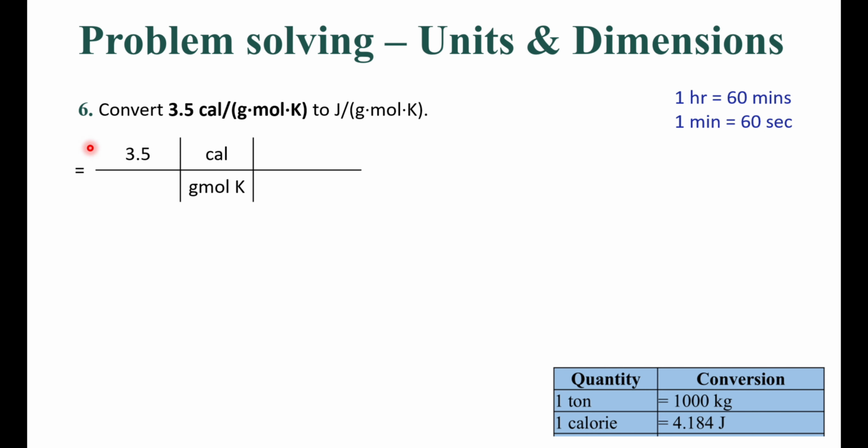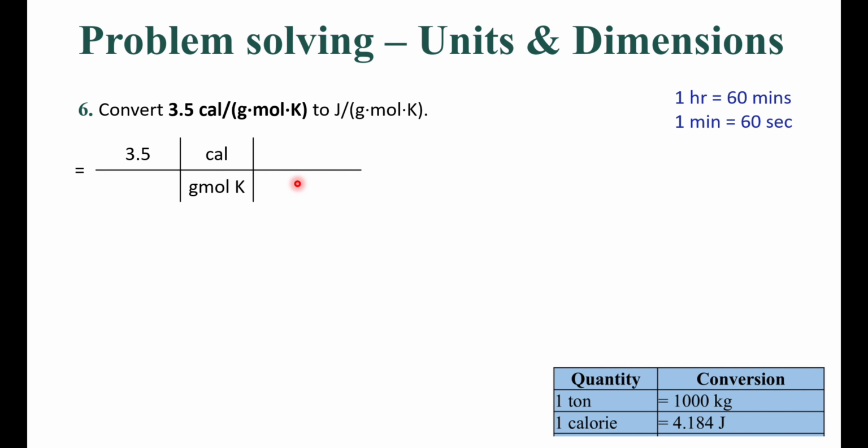So to solve the problem, let's draw the table. So in the first cell, we'll write the numerical value. Then we write the unit in the numerator, that is calorie. So I have written calorie here. Denominator has gram mole Kelvin. I have replaced here. So now we need not change the denominator. We are expected to change only the numerator. Hence calories in the numerator.